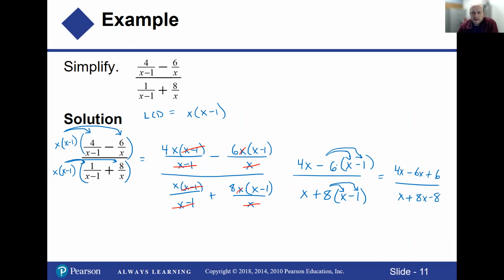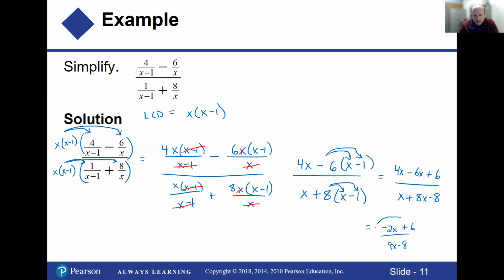But the 6 is directly next to the parentheses. That means it's being multiplied by this entire thing in parentheses. The 8 is directly next to the parentheses. It means I'm multiplying 8 by everything in the parentheses. And then now at this point, I just combine like terms. So I have 4x minus 6x, which gives us negative 2x plus the 6, which did not have a like term. And then I have the x plus the 8x is a 9x minus 8.